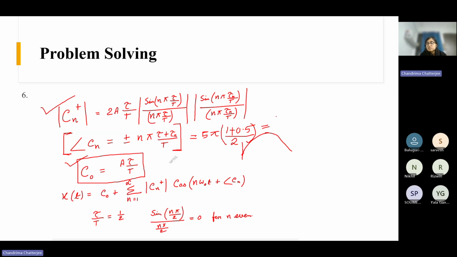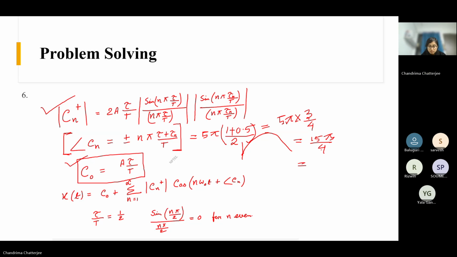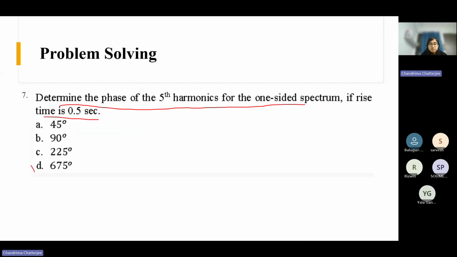Then what we have, this is 3/4. So 5 pi into 3/4. What does it give? 15 pi/4. In degree, you can convert it in degree. So pi, just replace it by 180 degree. And we just calculate 15 times 180 divided by 4. Yeah, so the answer is 675 degree. Okay, this is the answer.